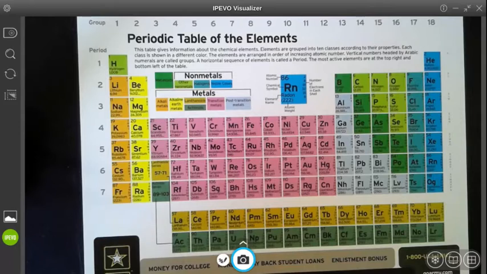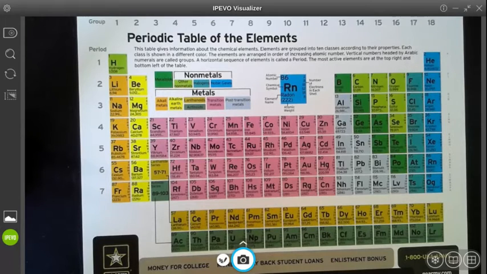Now, currently, there are 118. They have all been officially named. It used to be if an element was not officially named, it would have a three-letter chemical symbol starting with U, but now everything does have a name itself. I'm going to go over the families today in this video as well.